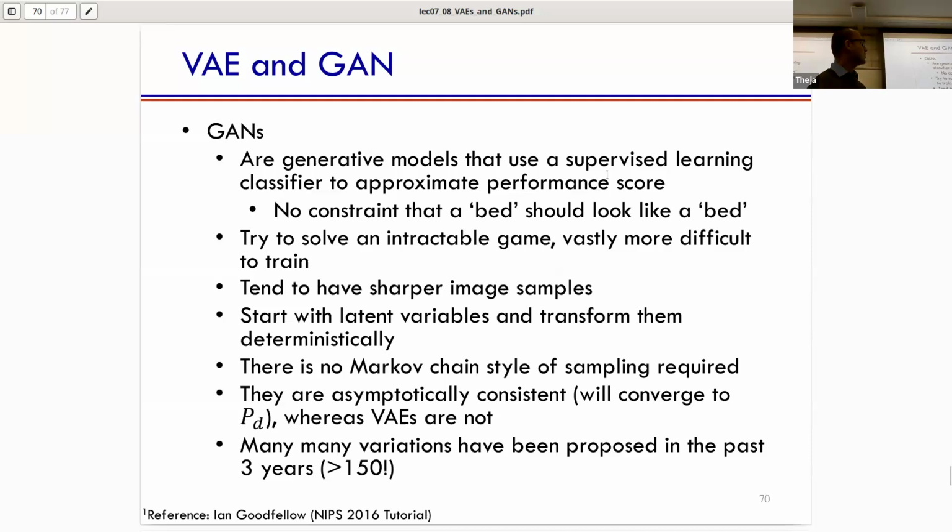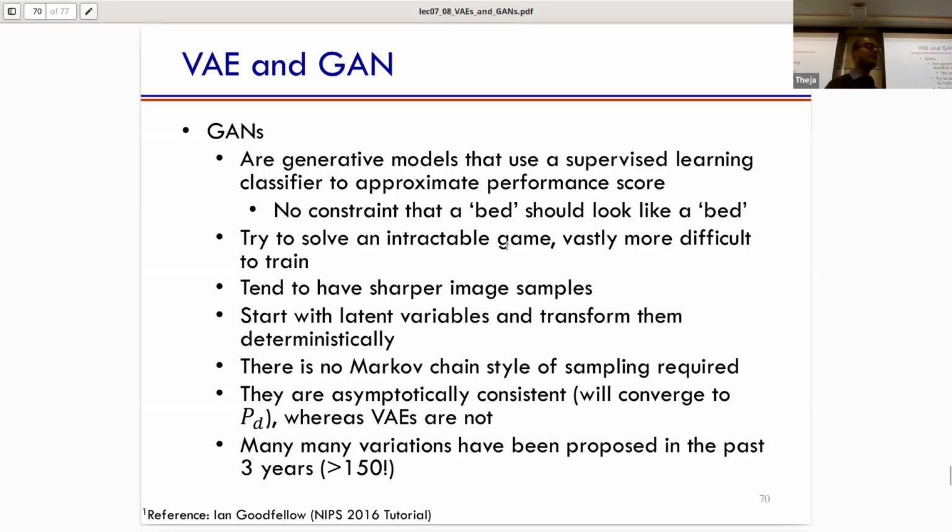They basically use that supervised classifier, which is the discriminator, to get a sense of how good the generator is at generating images. So clearly the discriminator quality influences things. There is no explicit constraint that the bed should look like a bed, right? So there is no reconstruction error or something like that.